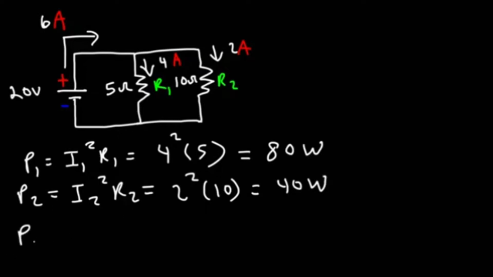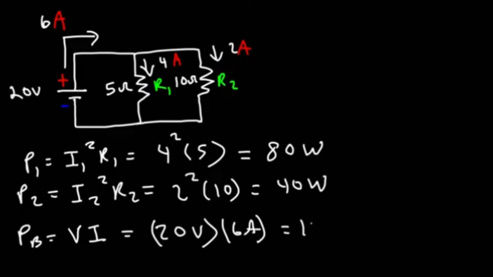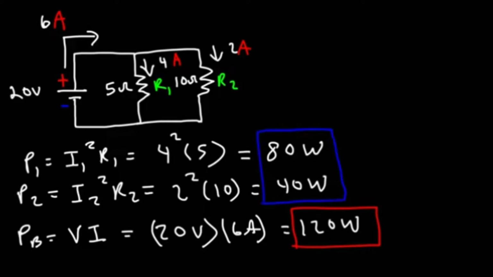Now the power delivered by the battery is going to be the voltage times the current. The voltage of the battery is 20 volts. The current flowing from the battery is 6 amps. 20 times 6 is 120 watts. So once again, the power delivered by the battery is equal to the sum of the power dissipated by the resistors.